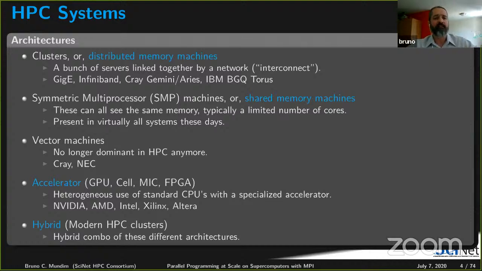So nowadays you have all different kinds of interconnects. For example, GigE, which is a slower one, InfiniBand, that we have on our systems at SciNet, on Teach Cluster, Mist, and Niagara. You have Cray interconnects and the late IBM BGQ Tauri.